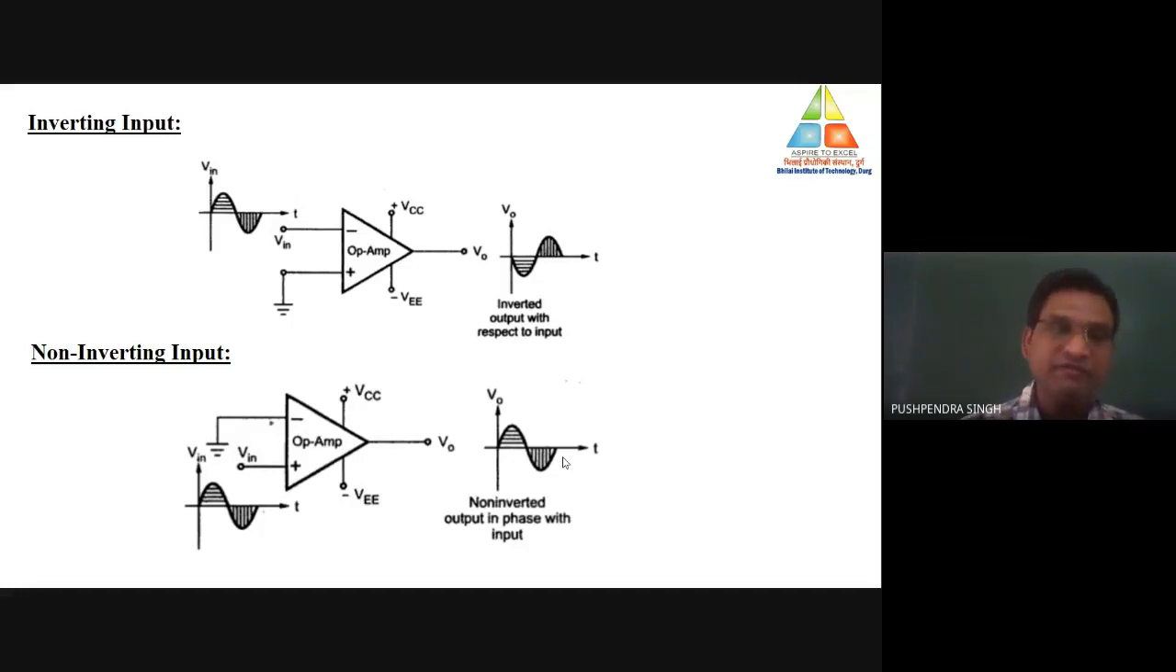But there is one difference between input and output signal. If the signal is applied at the inverting terminal of the op-amp, then we get the signal at the output terminal with a 180 degree phase shift. But if the signal is applied at the non-inverting terminal of the op-amp, then we get the same signal in amplified form at the output terminal. This is the basic difference between inverting and non-inverting input terminal signals.